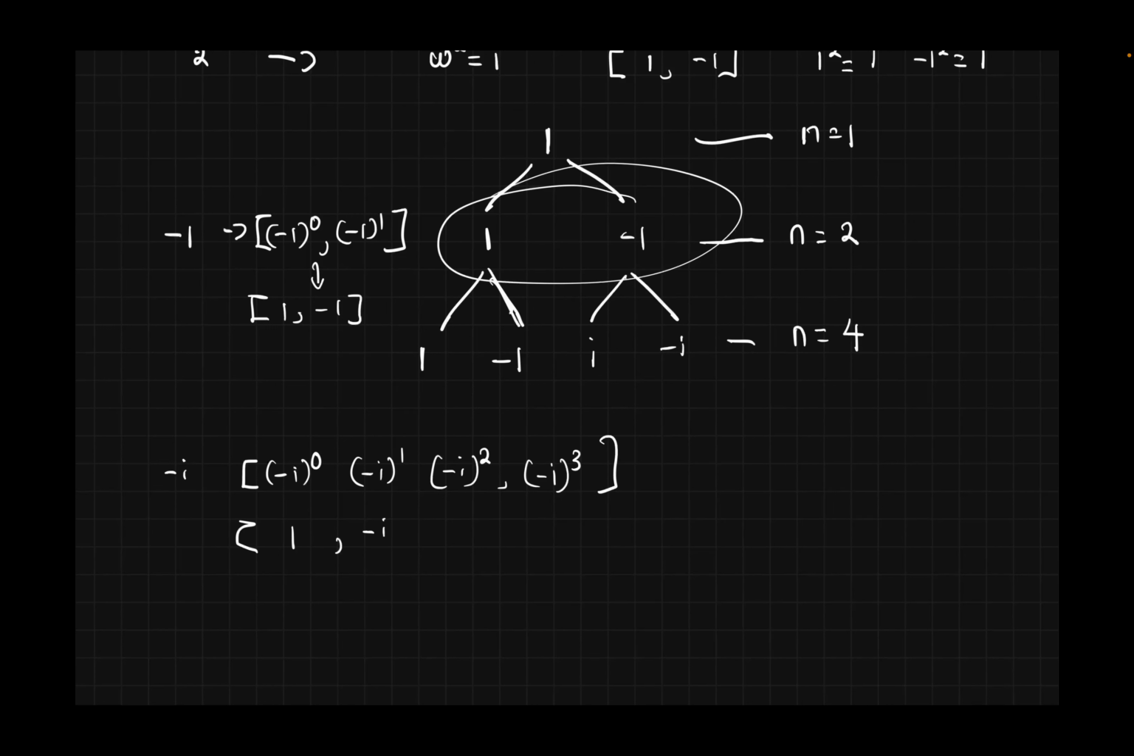What's minus I raised to the power of 2? Minus 1. Is it 1 or minus 1? The 2 will disappear, so it's not going to be negative. So it's I times I, which is square root of minus 1 times square root of minus 1, which is just minus 1. Then what of minus I raised to the power of 3?